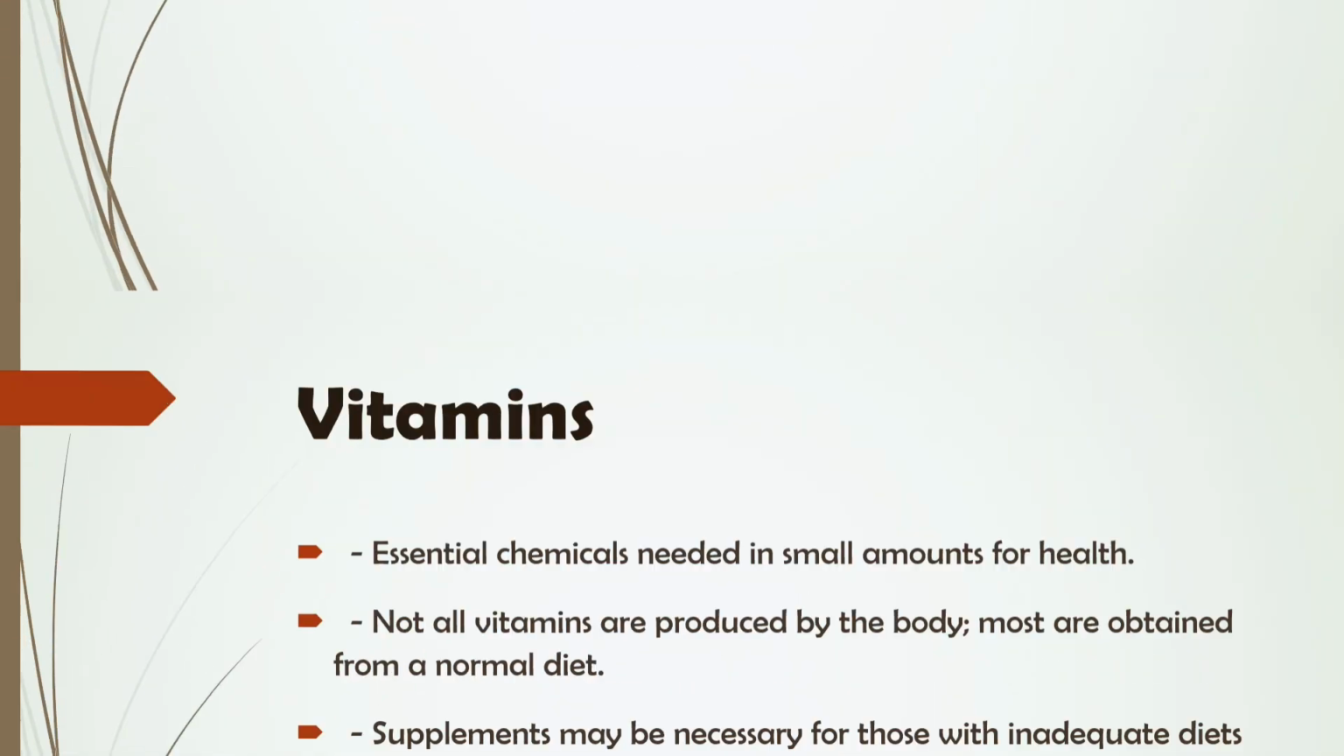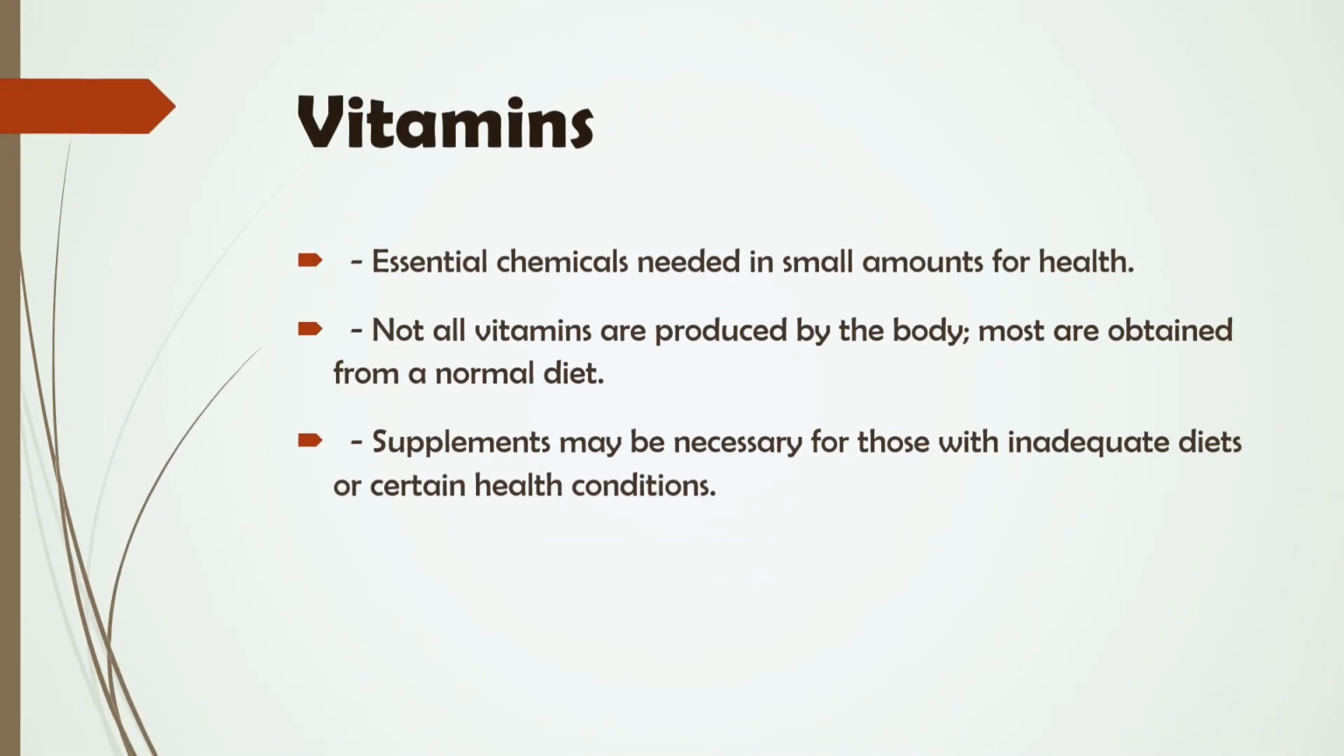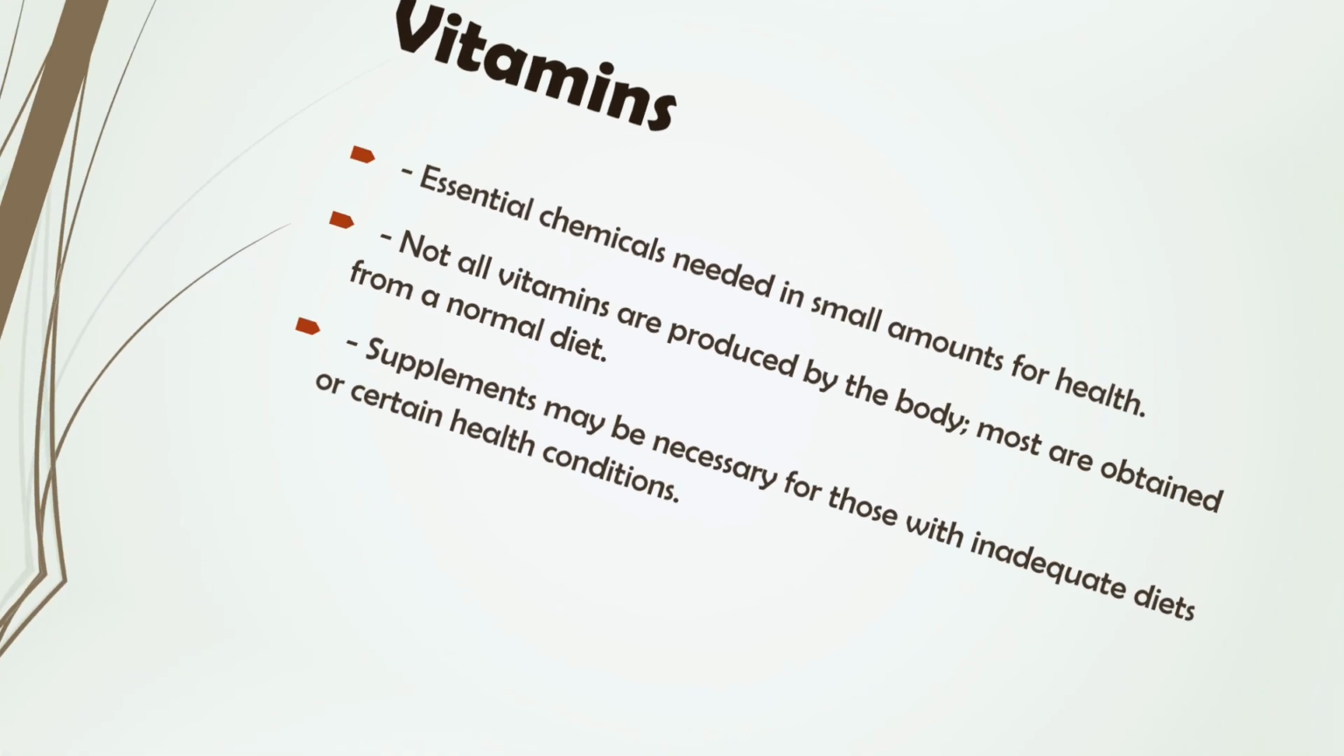And the last drug category of this video, we have vitamins. These are essential chemicals needed in a small amount for health. Not all vitamins are produced by the body. Most are obtained from normal diet. Supplements may be necessary for those with inadequate diets or certain health conditions.